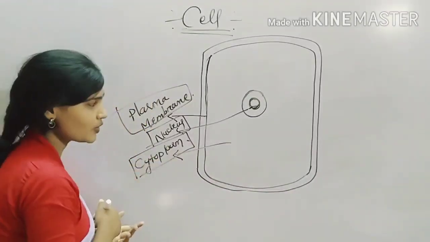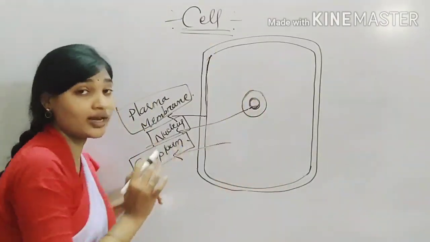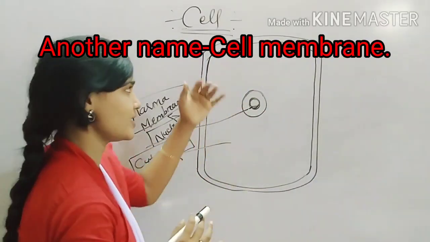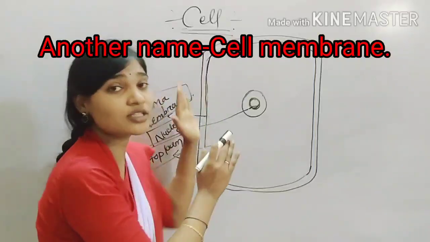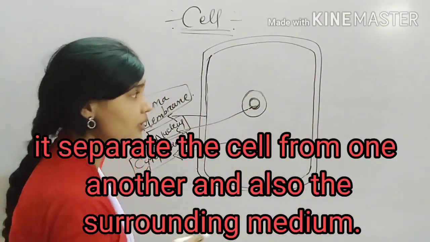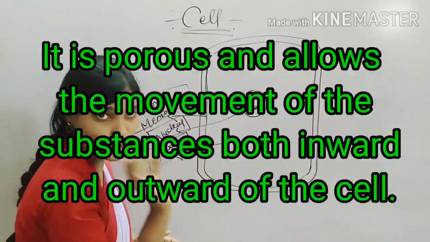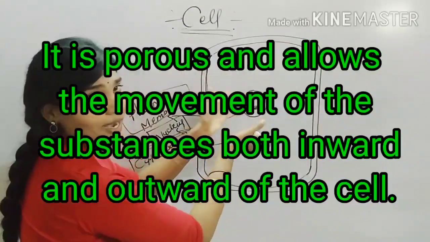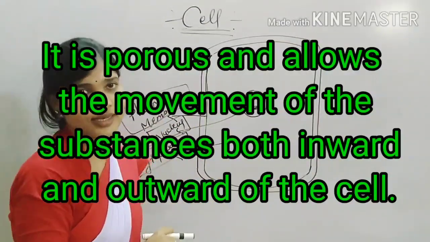Okay, so what do you know? The another name of this plasma membrane is the cell membrane. This plasma membrane separates the cell from one another and also the surrounding medium. It is porous and allows the movement of substances both inward and outward of the cell.